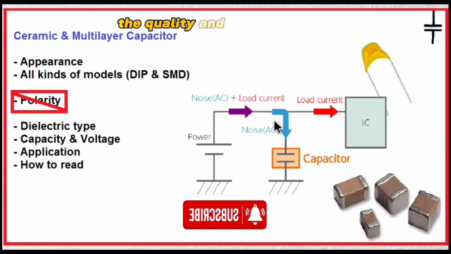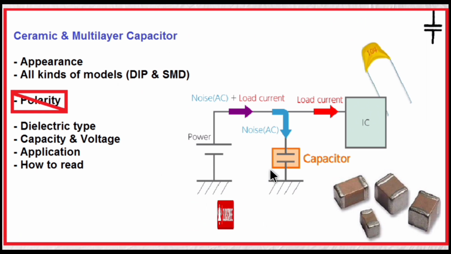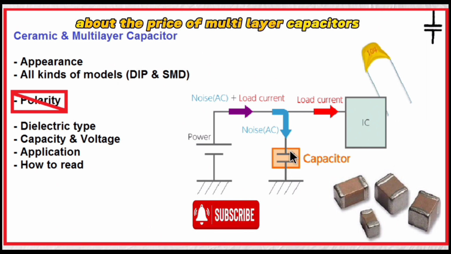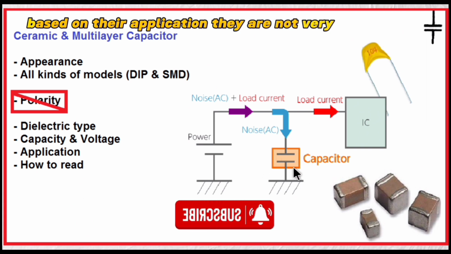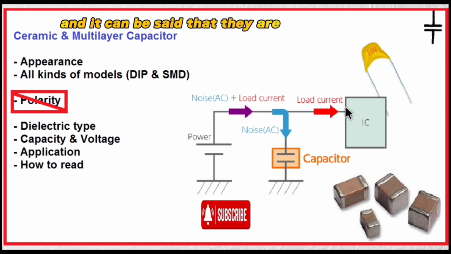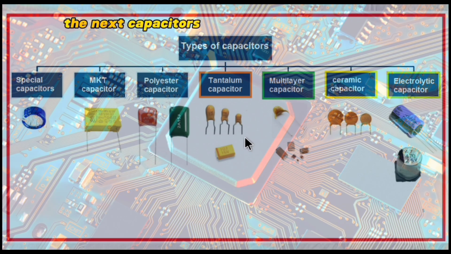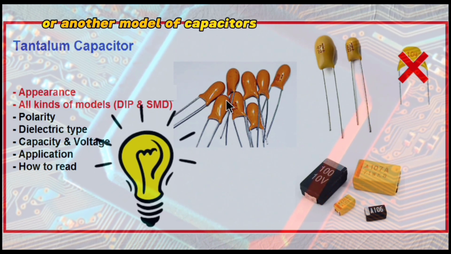The quality and performance of multi-layer capacitors is far better than the ceramic model. About the price of multi-layer capacitors based on their application, they are not very expensive, and it can be said that they are the cheapest capacitors in the market. The next capacitors are tantalum capacitors. Tantalum capacitors or tantal capacitors are another model of capacitors that look like this.